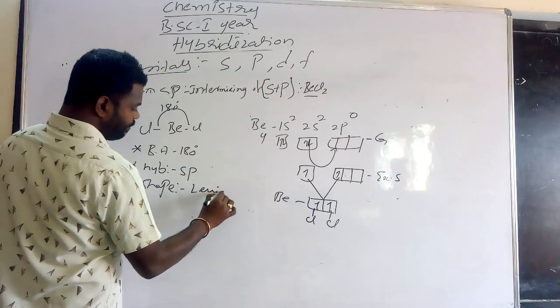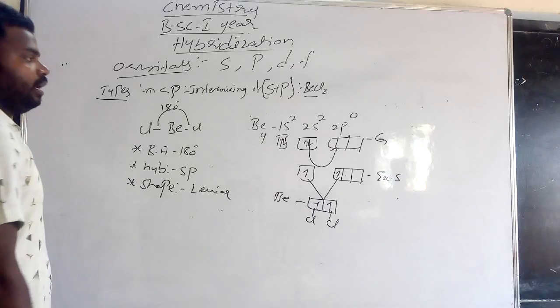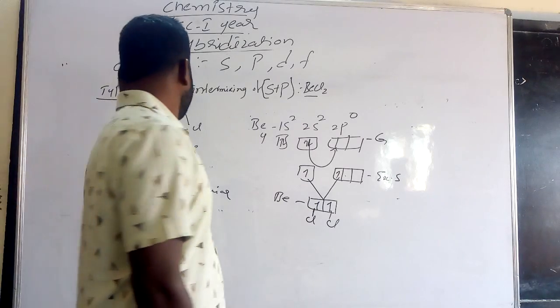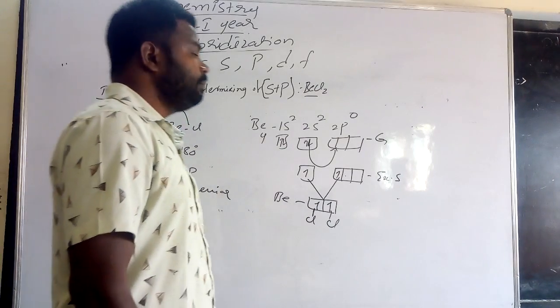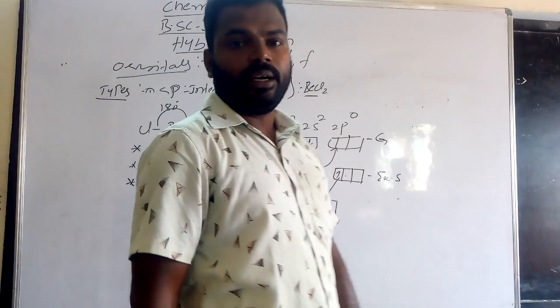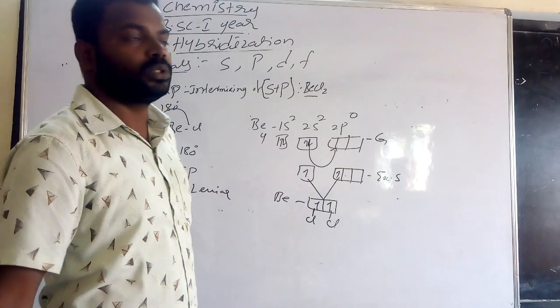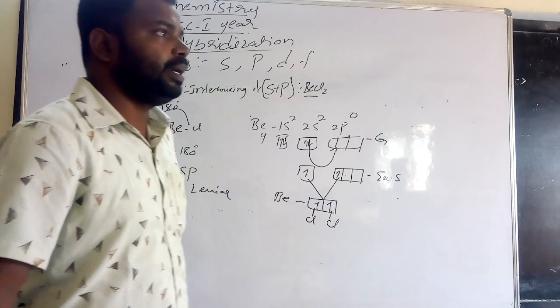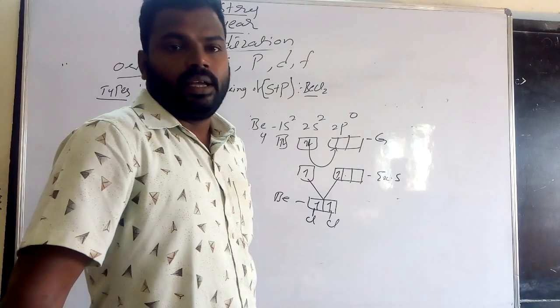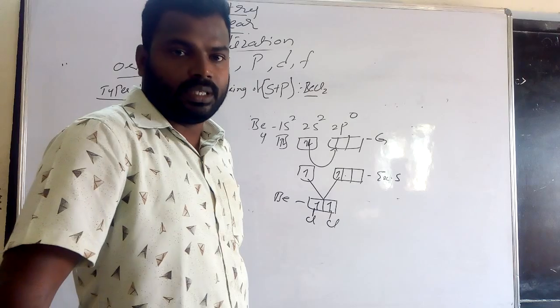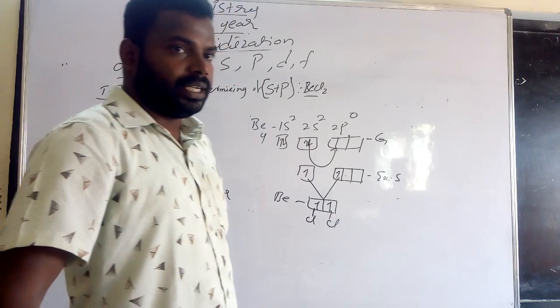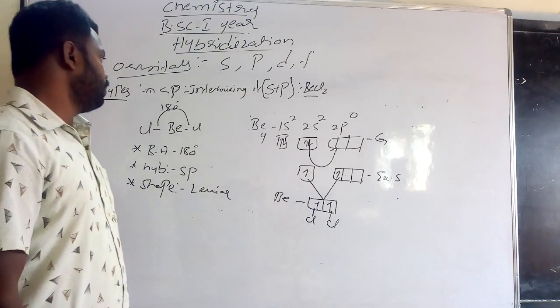Linear shape. Shape of the molecule, linear shape. Once again I repeat, what is sp hybridization? Intermixing of one s orbital and one p orbital to give new equivalent hybrid orbitals called sp hybrid orbitals. This process is known as sp hybridization. The example is beryllium chloride.